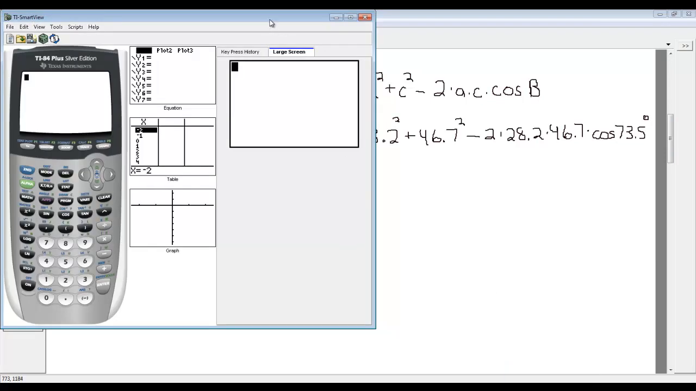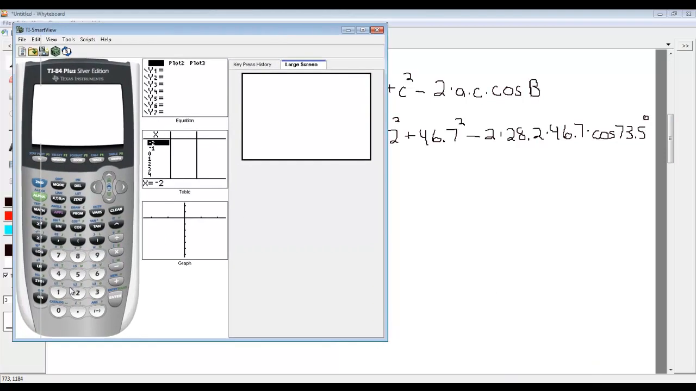Okay, so let's put all that into our calculator. 28.2 squared plus 46.7 squared minus 2 times 28.2 times 46.7 times cosine of 73.5 degrees. Enter. And you get that. And then take the square root.